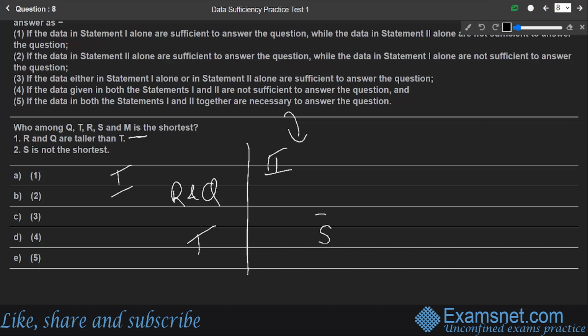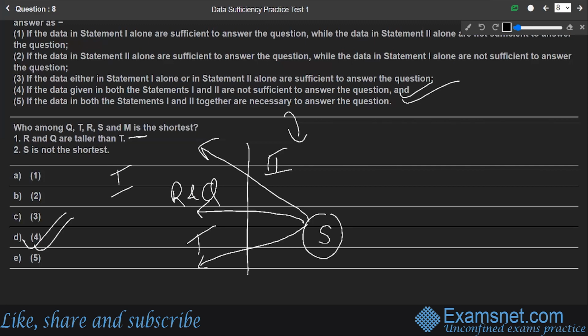But where is S lying? That is not mentioned. Whether S is lying above R and Q, or between R and Q and T, or beneath T, that is also not mentioned. So clearly, by combining both the statements also, we are not able to answer the question. So option number 4 becomes right. Data is still insufficient, so option D becomes the right answer.